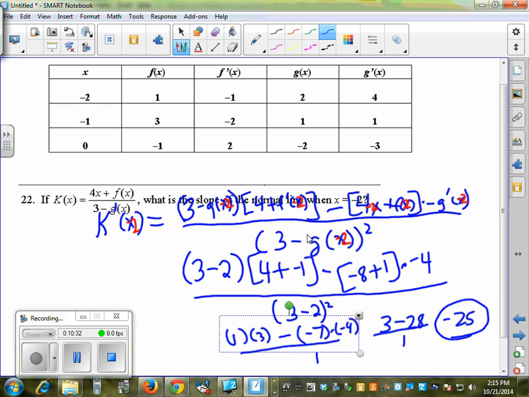A follow-up question they may ask on the AP or on one of our tests is, if that's the slope, what about the function k of x at the point where x equals negative 2? Is it increasing, decreasing, reaching a maximum or a minimum? And of course the answer would be, since the derivative is negative, that function, if we saw the graph, it would be decreasing.